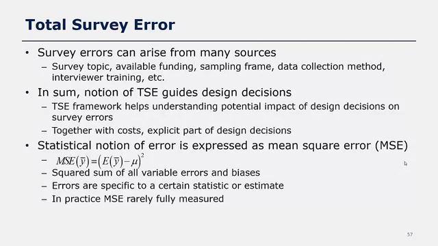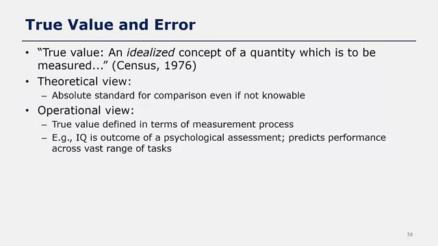The statistical notion of error is expressed as what we call mean square error. So the average error squared. Each piece of error squared means that positive and negative pieces don't cancel each other out, right? That's the idea here. So this is the squared sum of all variable errors and biases. The errors are specific to certain statistics. So that's another important piece. The error might look different depending on what variable you look at and what kind of statistic you look at. It's pretty hard to measure MSE in practice, and we'll come back to that.